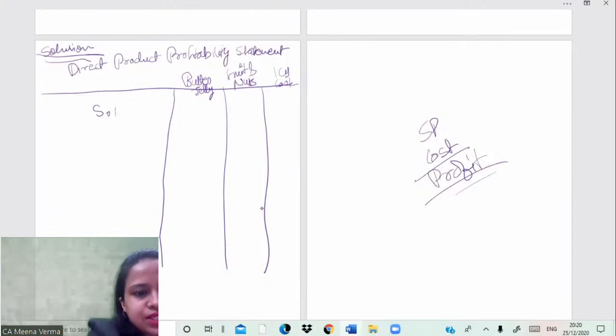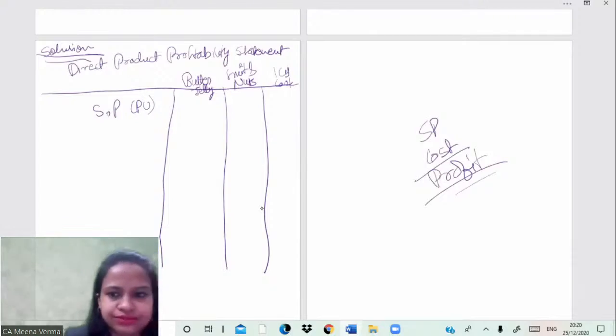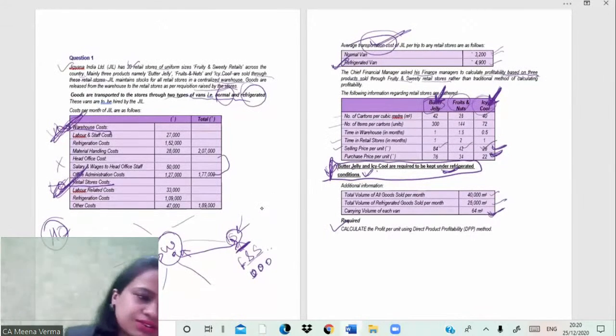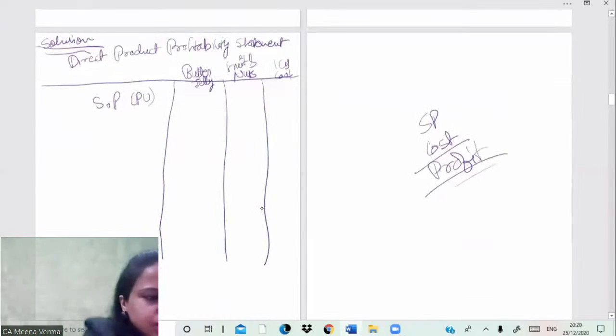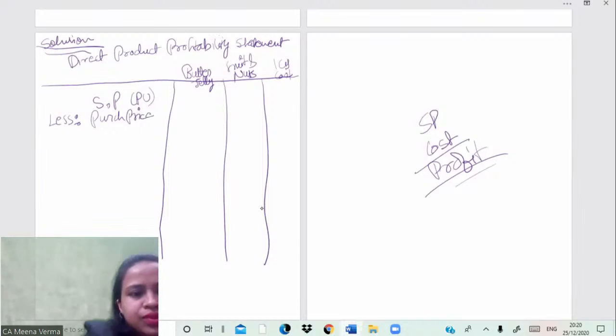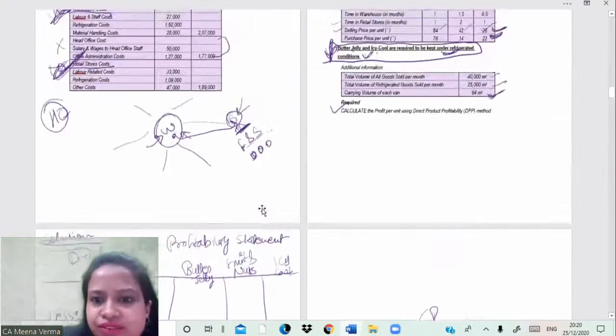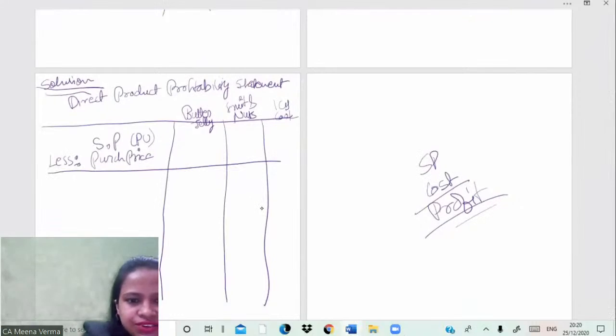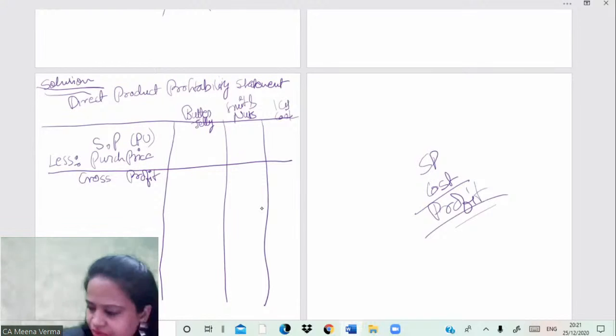What do you have to consider first? Consider the selling price per unit. Here we have the selling price per unit. Consider it. Then consider the purchase price, the cost per unit. It is also given here. These are the purchase price per unit. Consider it. So after considering them you will get the gross profit. Give me the value of gross profit in the answer section.